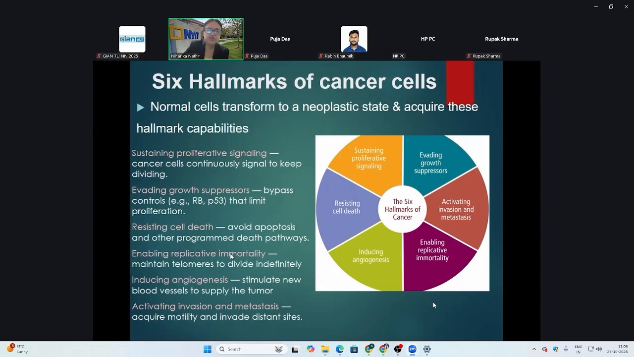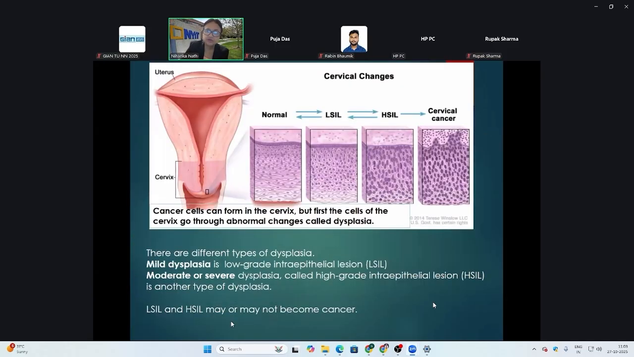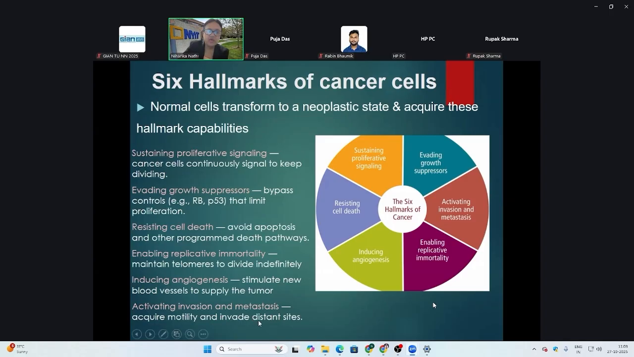And the sixth one is that it will learn how to travel. It will learn how to be motile. The cell will learn how to use its own proteins to literally crawl and go places. And so it will invade and go to distant sites. So it will activate invasion.